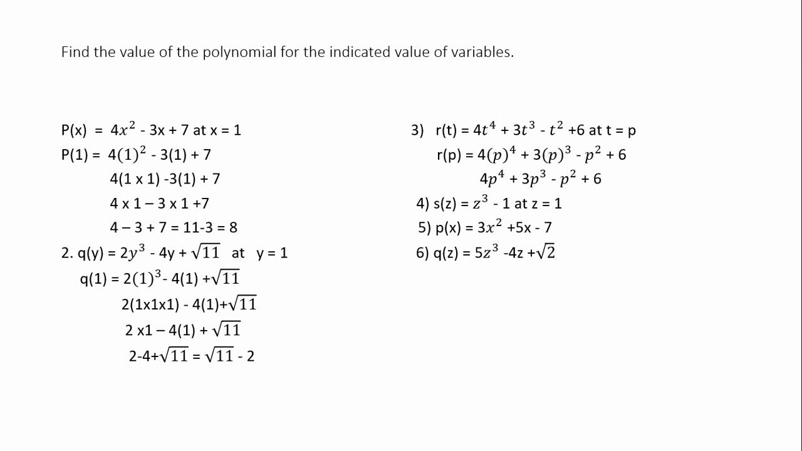Now, the first question is P of x. P of x stands for polynomial in x, not polynomial of x. Polynomial in x means what? This is a polynomial. 4x square minus 3x plus 7 is a polynomial and its variable is equal to x. That is what it is telling. Its variable is equal to x.